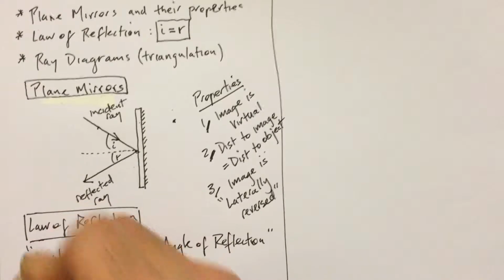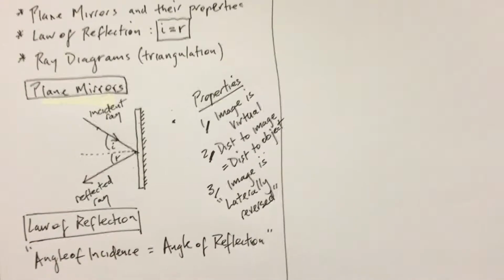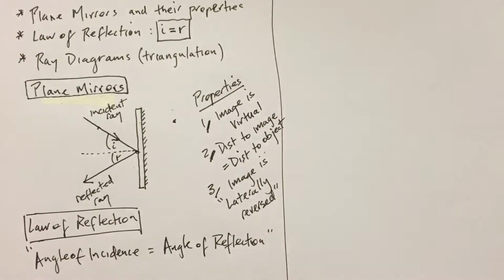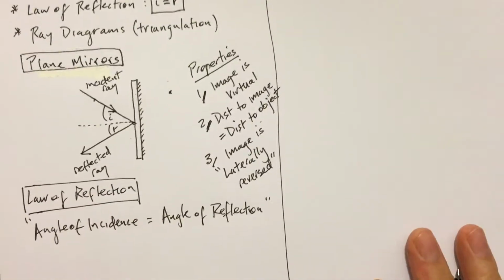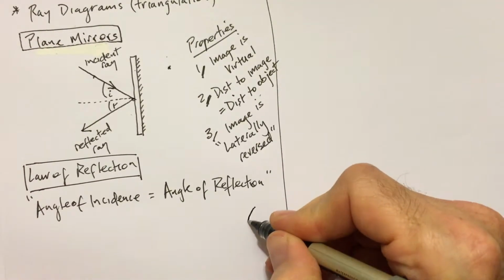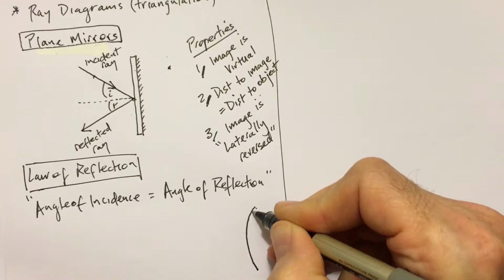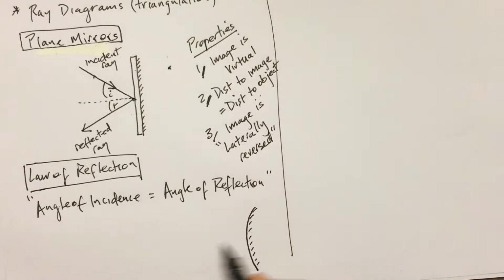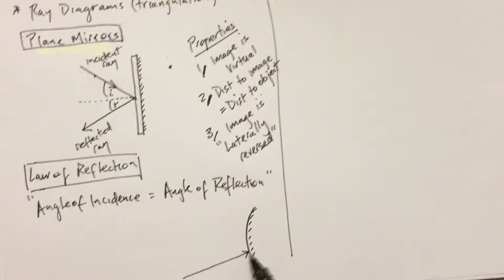Okay, so that is the law of reflection. Now it's true also for non-plane mirrors. I'll just give you a sort of a preview of what's coming up. If we have, say, a spherical mirror, something like this, which we could say is a convex mirror, this one.